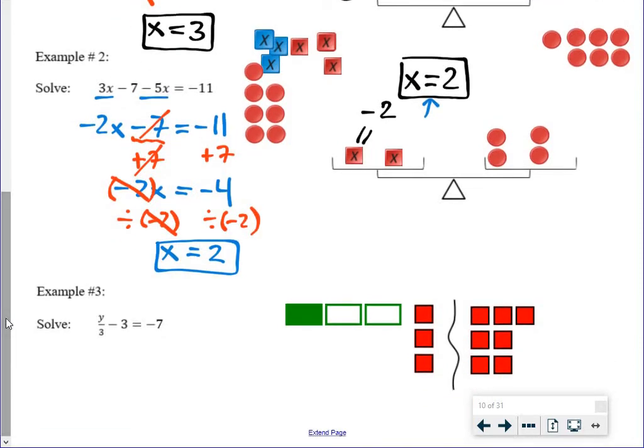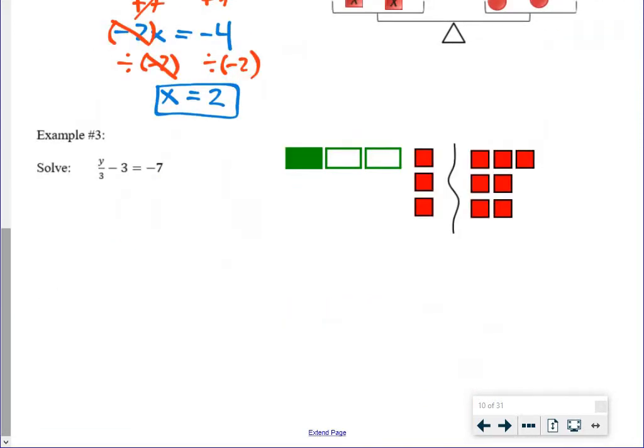Okay. Next one. We've got y over 3 minus 3 equals negative 7. So using our polynomial tile sort of method, one full filled in rectangle like that would be worth 1x, but we only have 1 out of 3 of these regions filled in. So this represents 1/3 of x, or I guess in this case it's a y.